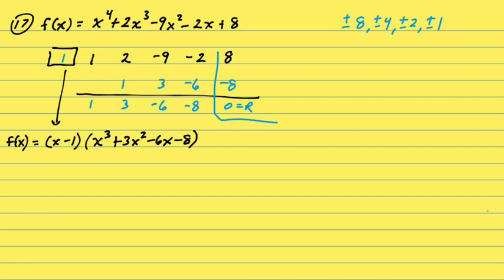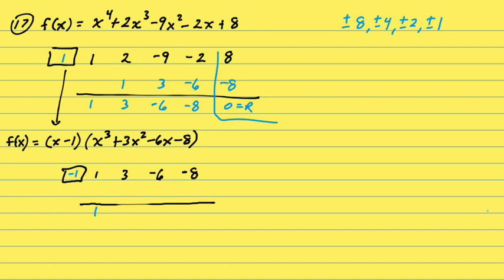Now I'm going to have to do it again to get it down to a quadratic that I could factor. Right now it's a cubic. So I'm going to do this one again. 1, 3, negative 6, negative 8. Again, factors of negative 8. We tried 1. Do you want to try negative 1? Do you think 1 again? What would you like to try? It's got to be factors of the last term, negative 8. So let's try negative 1.